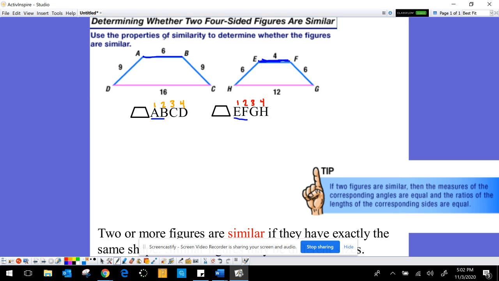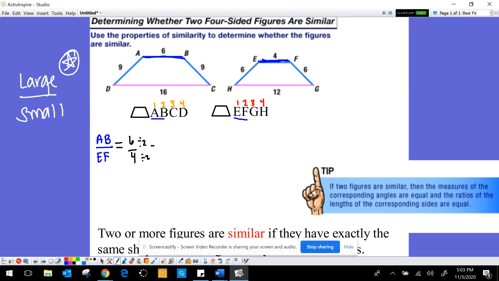Those are corresponding sides. So let's test out the ratios between AB and EF. Whenever I'm writing the ratios, I'm always going to do the large shape over the small shape. And I have to keep this consistency so that my answers are proportional. So we have AB measures 6 and EF is 4. If I simplify by dividing by 2, that is going to give me 3 halves.